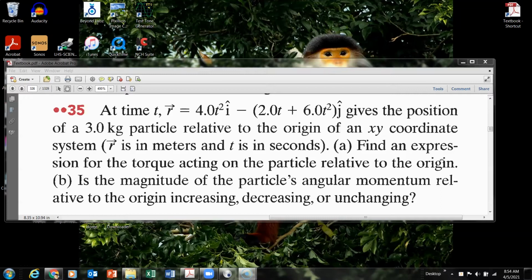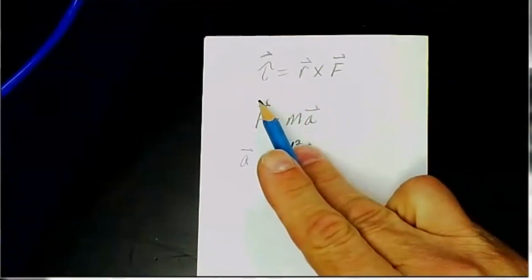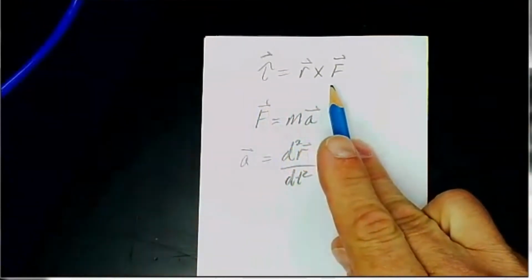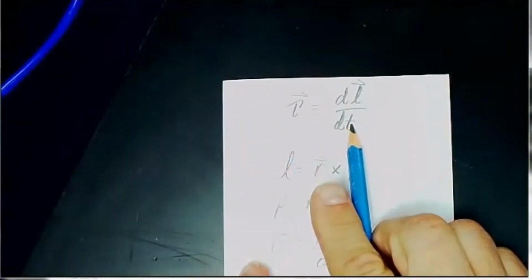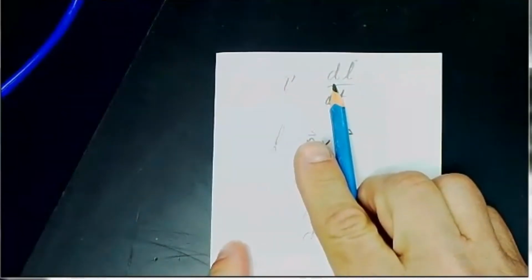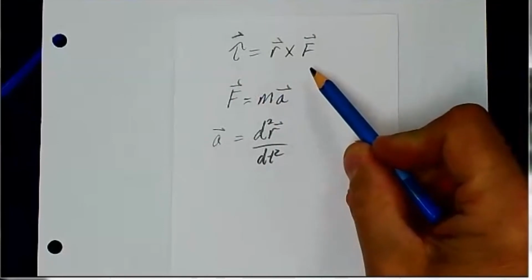So we have to think, what equations do we have for torque? The two equations that we have: torque is equal to R cross F, and we also know that torque is the time rate of change of angular momentum. So we can actually do this problem two different ways. The first way we'll show you is with R cross F.